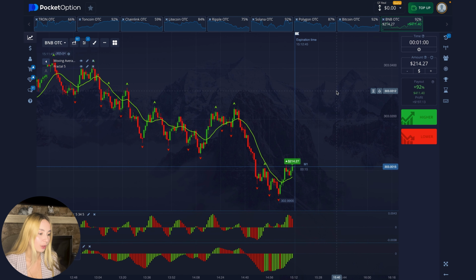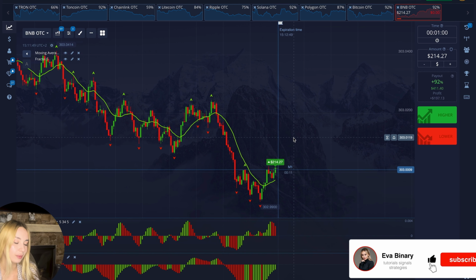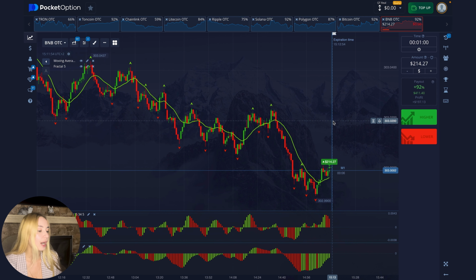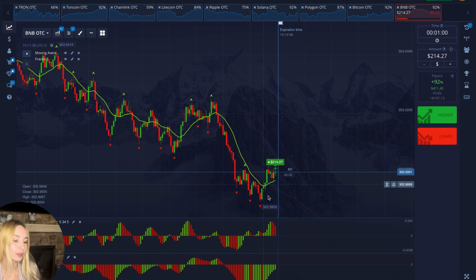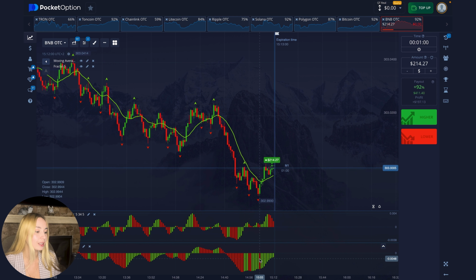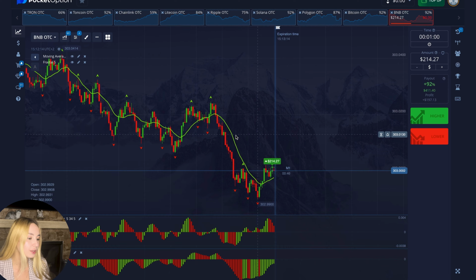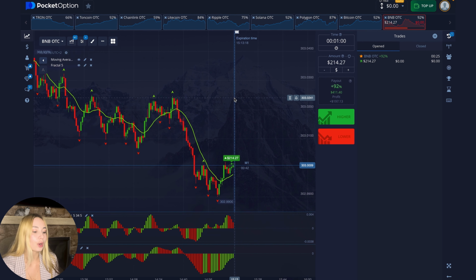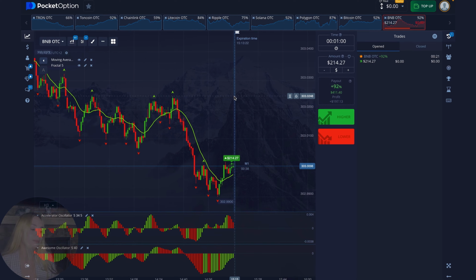Here we're opening a call. Looks like a solid entry point to me. I'm expecting a potential trend reversal. Price had already crossed the weighted moving average earlier, and on one of the oscillators, we see green histogram bars. Volume is starting to shift upward. We are not focused on the accelerator in this case. So let's see what happens. Around 20 seconds left.